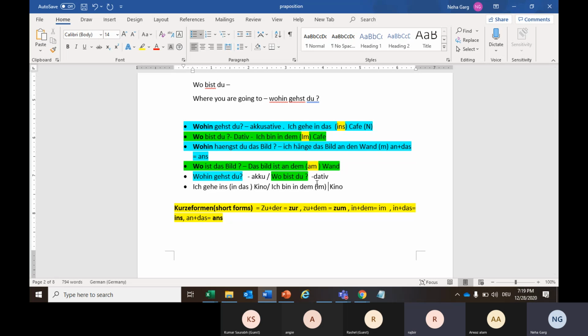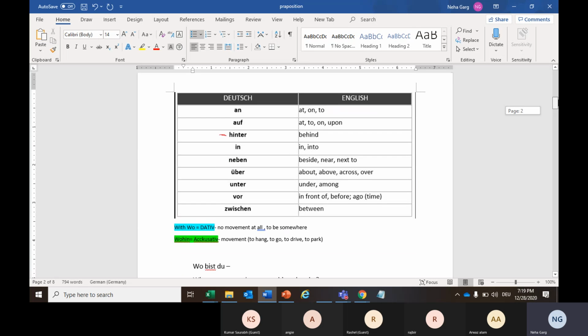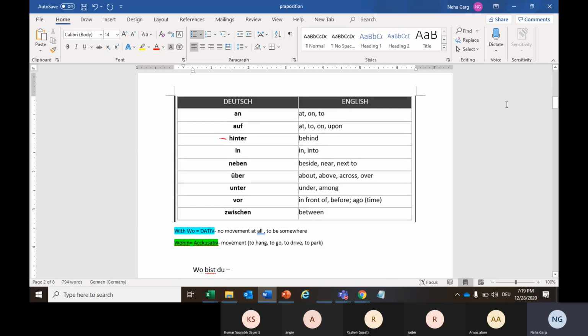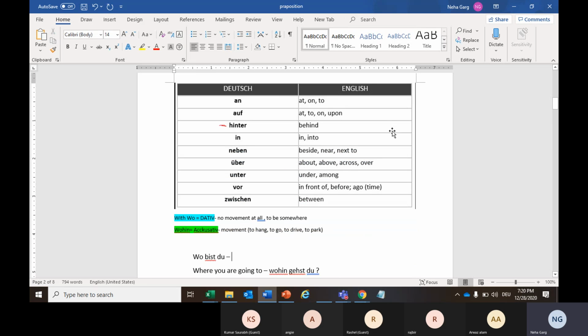Okay. Now, before we proceed further, what I want you to do is just note down this table followed by these examples. Then we will see more examples, where to use which preposition.